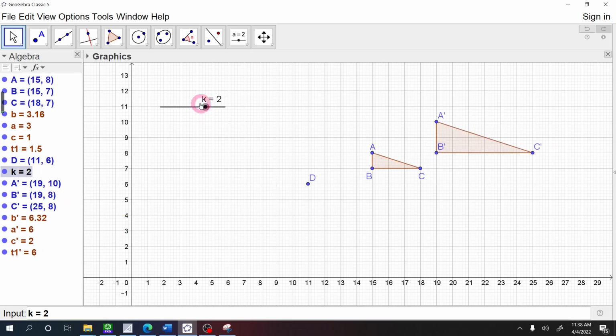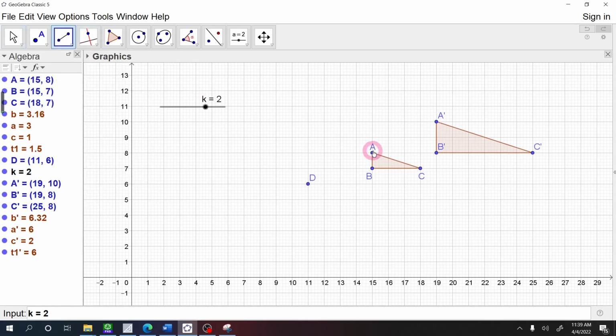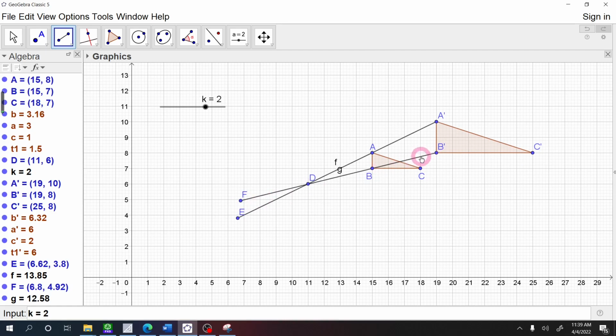It's actually pretty simple. We just need two pairs of corresponding vertices. So for example, now I just connect A prime and A. Then B prime and B, or C prime and C. The intersection point between these two lines is the center of enlargement. Okay, so how about when we have a negative scale factor? Do the same thing.